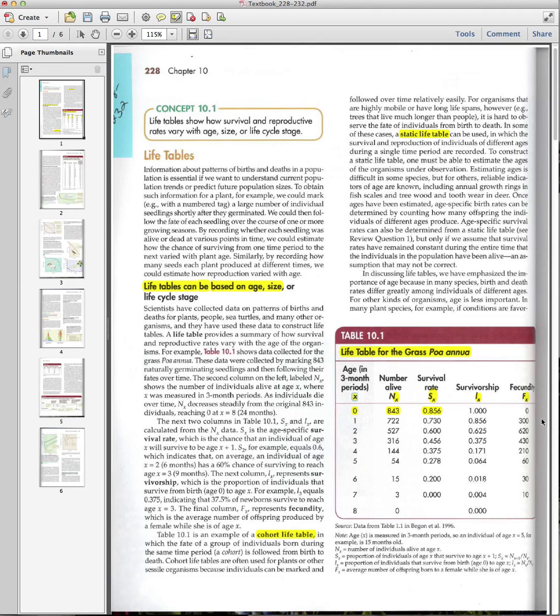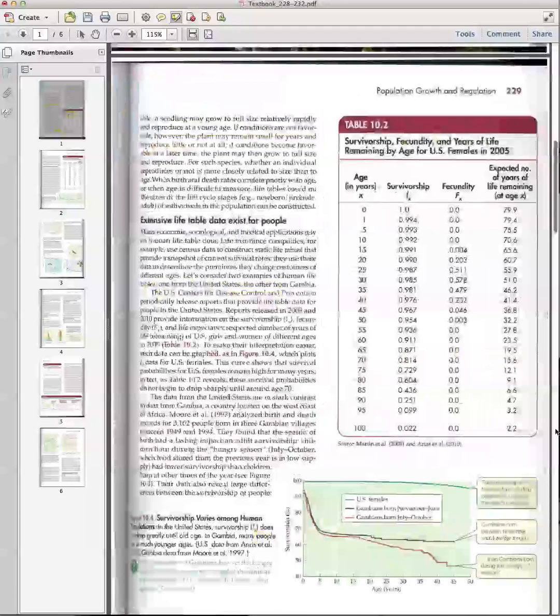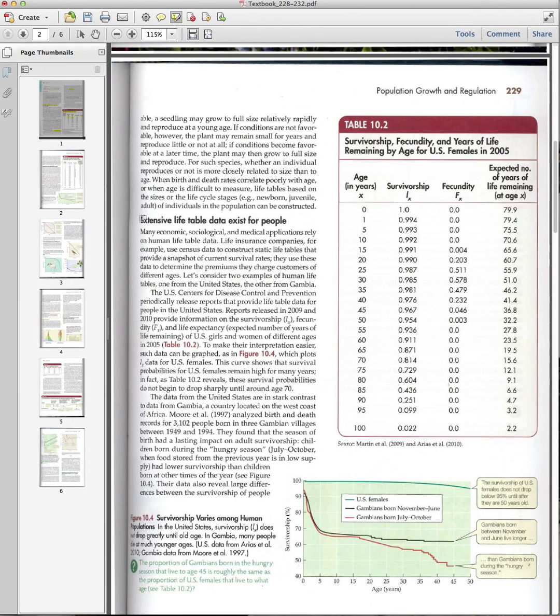Okay, we're going to go on to the next page here. Here, this next section on life table data for people, section here. Now we're getting into something where there's another table, okay? I've already pointed out this previous table and asked you to think about what each column means.